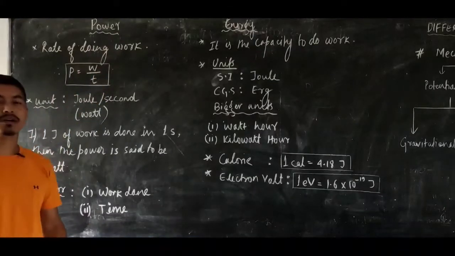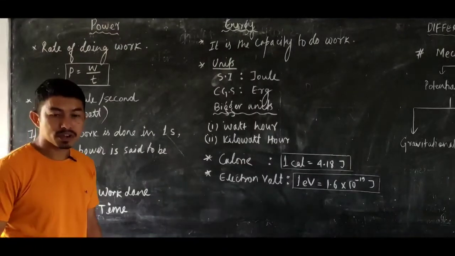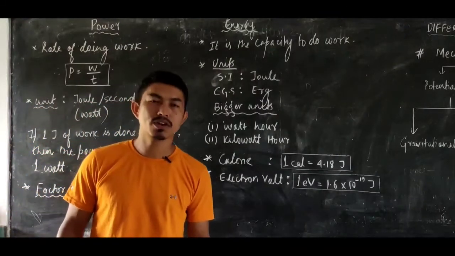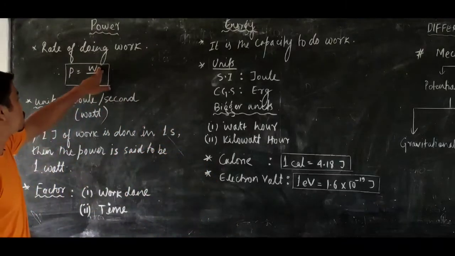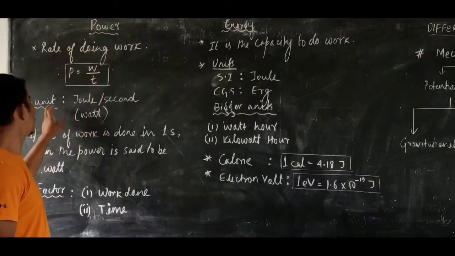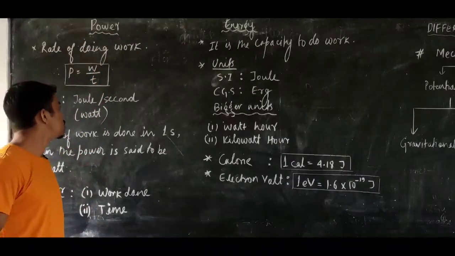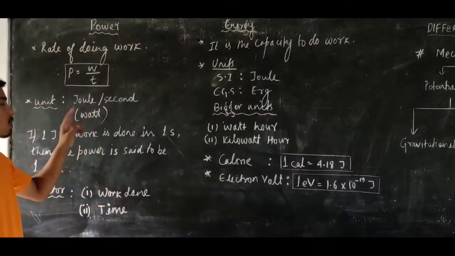Now, coming to the unit of power: since power is also a physical quantity, it can be measured with a suitable unit. Work is measured in joule and time is measured in second. So the SI unit of power is joule per second, which is also called a watt.